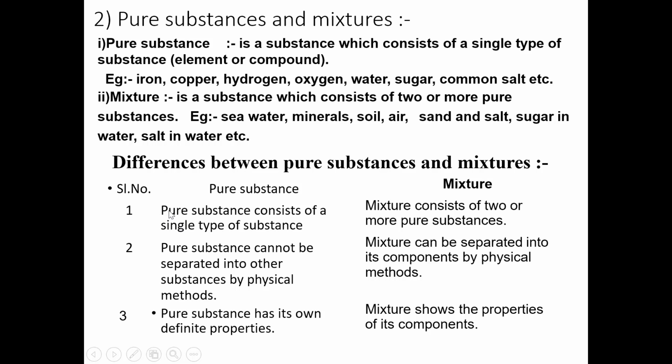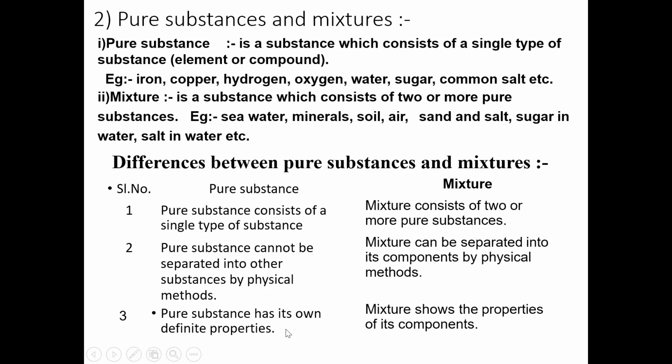First, pure substances consist of a single type of substance, which we have already discussed, and a mixture consists of two or more pure substances. Then, pure substances cannot be separated into other substances by physical methods. But a mixture can be separated by some physical methods, as it is prepared from two or more pure substances. Next, a pure substance has its own definite properties, but a mixture shows the properties of its components.